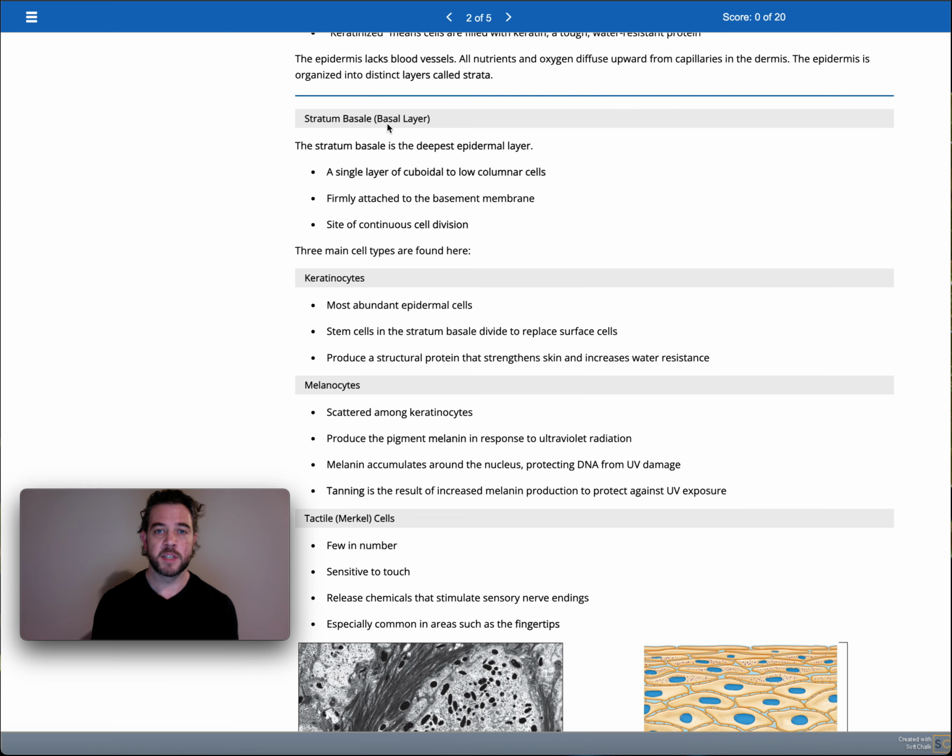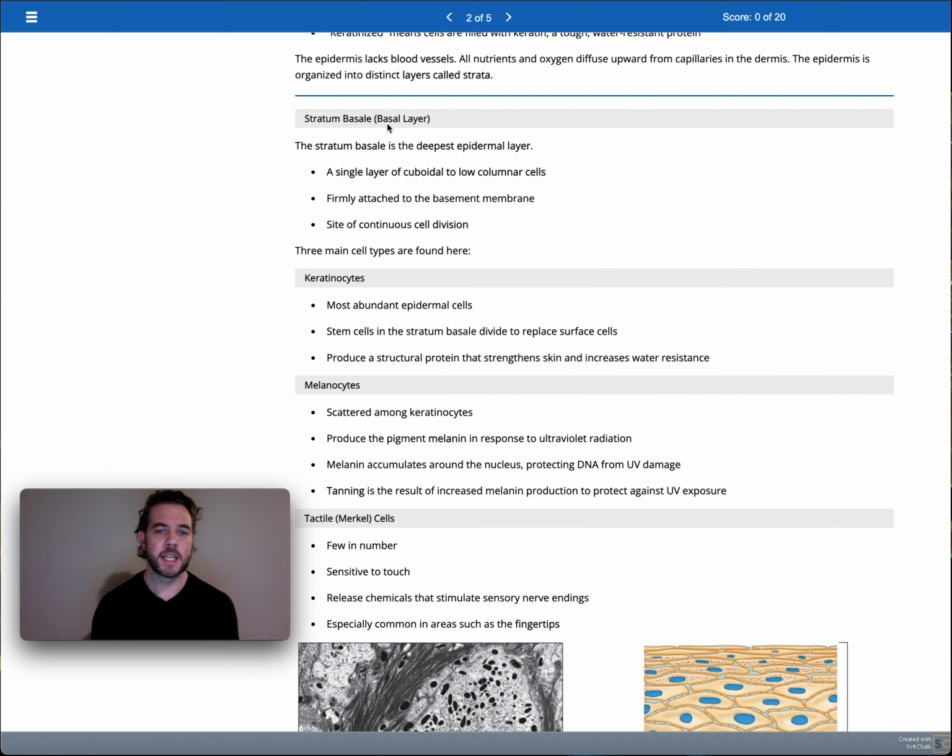And if you remember, a stem cell is one that's going to divide. And as it divides, it produces another one of itself. And that one goes on to do function. But the other cell, the stem cell, actually stays and continues reproducing. Adults have stem cells all over our bodies that are functioning in this way. So stratum basale, cuboidal columnar cells, very attached to that basement membrane, giving a good anchoring, securing for the epidermal layer, and that site of continuous cell division, that stem cell layer that's producing more and more cells.